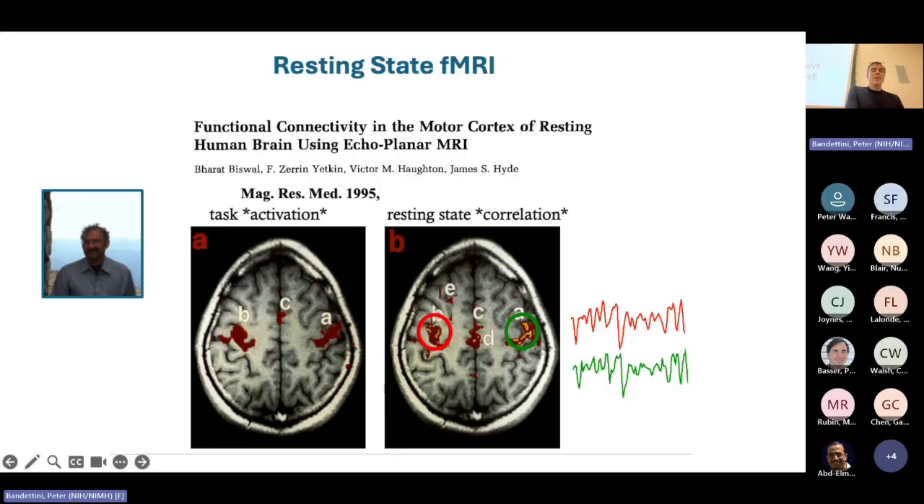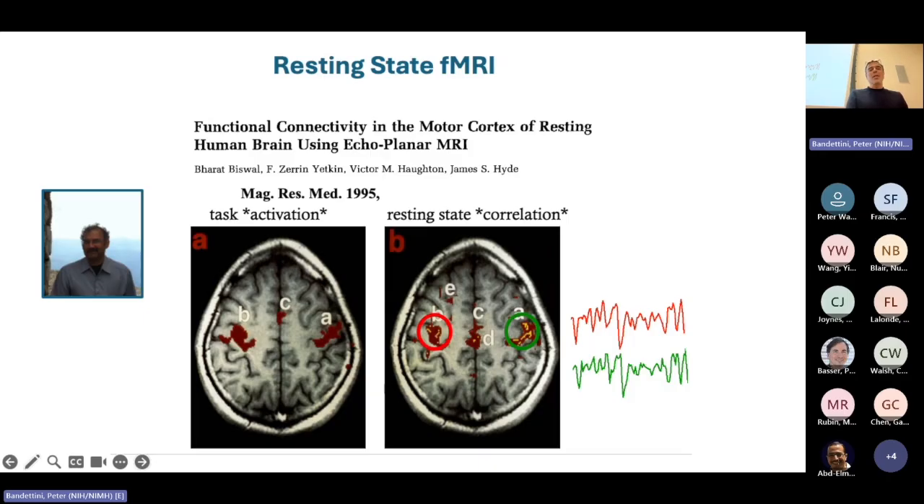And that is, if you took a seed voxel from the left motor cortex, the area that correlated most with it, when the subject was just lying there doing nothing, was always the right motor cortex. That's odd. And so, he would do a task to show that these are the motor cortices, but then this is just random signal, this is an example of it, and it always correlated. And so that was kind of a breakthrough.